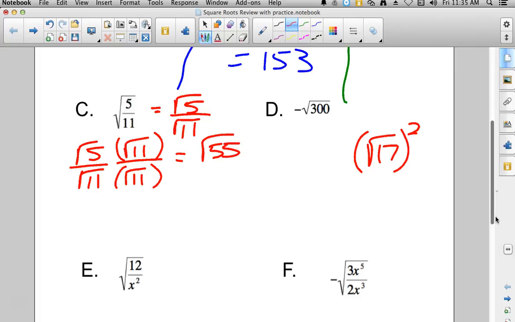On the top, they're both square roots. So 5 times 11 is 55. Square root of 55 on the top. But on the bottom, I now have the square root of 11 squared. And that's going to give me 11 back.